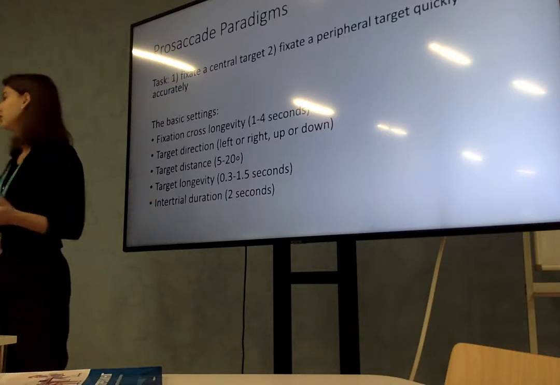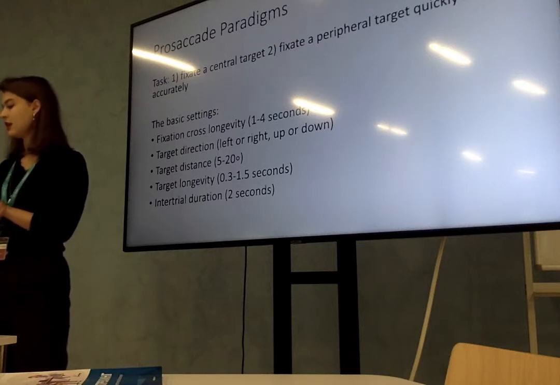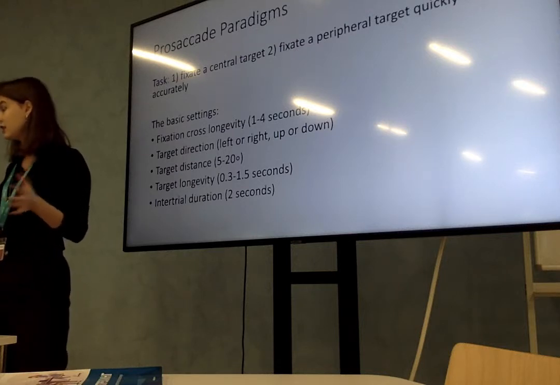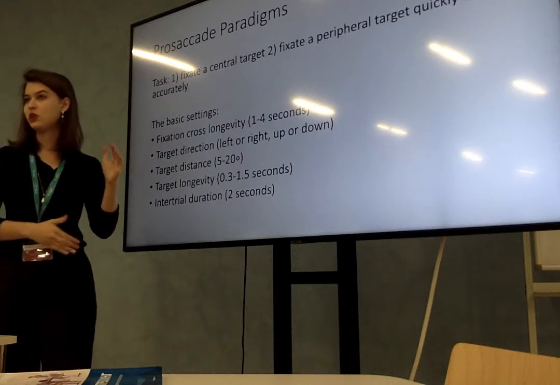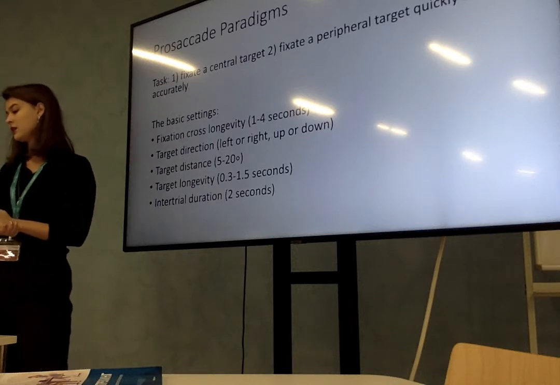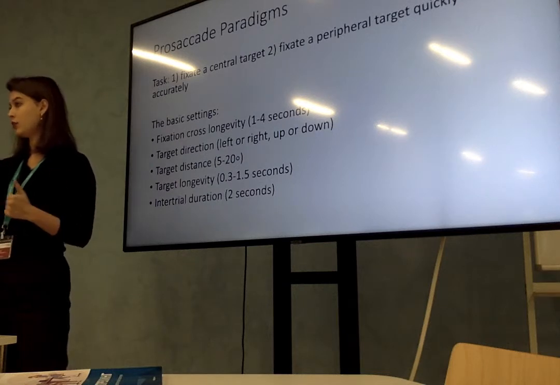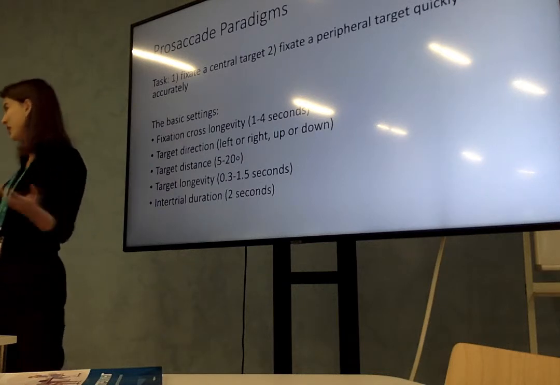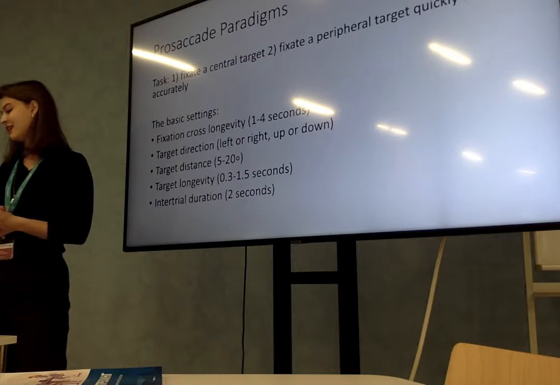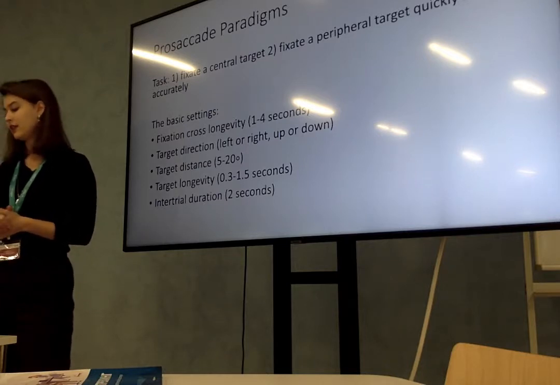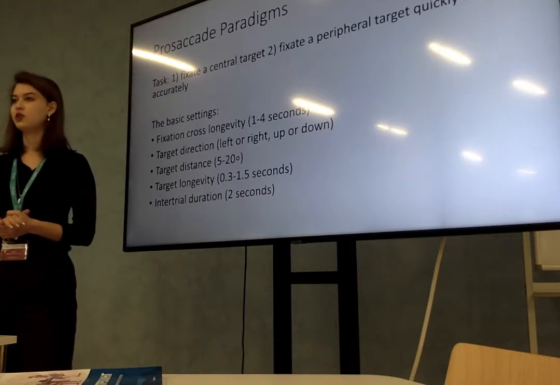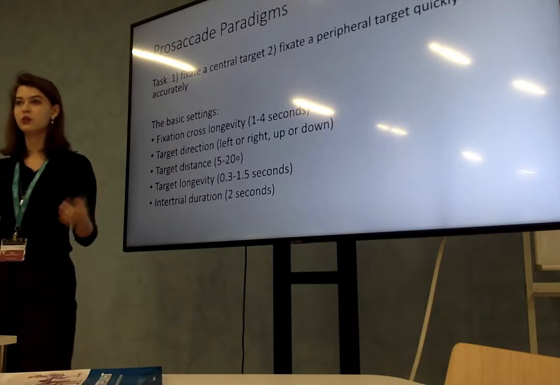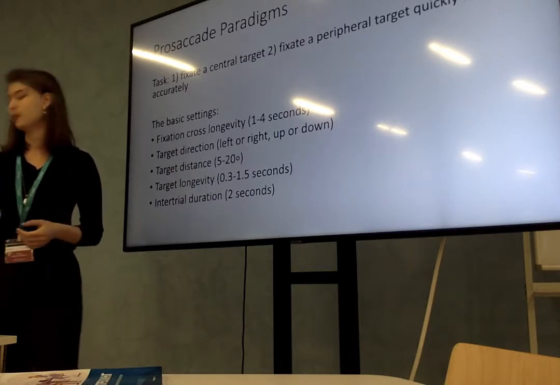So Eugene already told us about the basic settings in this paradigm. That is the fixation cross longevity. You have the exact figures which you will need in the future, plus the target direction, left or right, up or down. Well, it's logical. Then target distance, which is measured in degrees. Target longevity, how long we fixate on the target, plus inter-trial duration. So between trials we have this time and it's also measured.